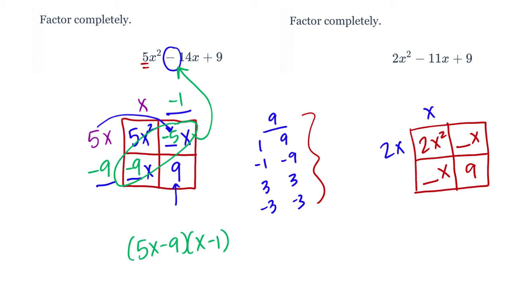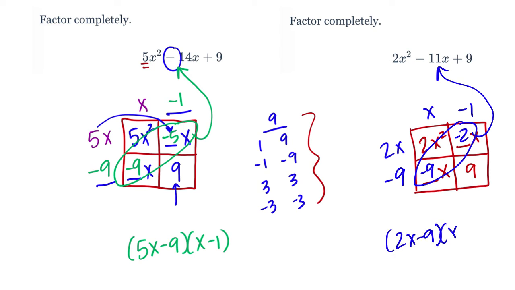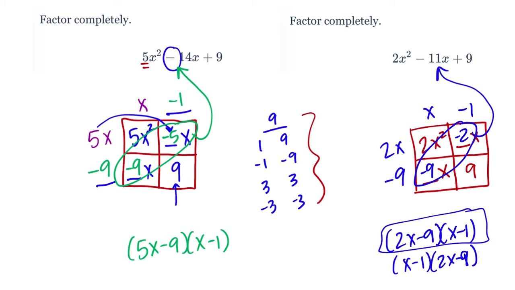So if I tried a 9 here, that would be a 9x. I'd have to have a 1 here, so that would be a 2x. So 9 and 2, that gives me 11. Since I want negative 11, we want to make it a negative 9 and a negative 1. So that gives me that negative 11. So 2x minus 9 and x minus 1. Or, of course, you can reverse that. And either answer is acceptable.